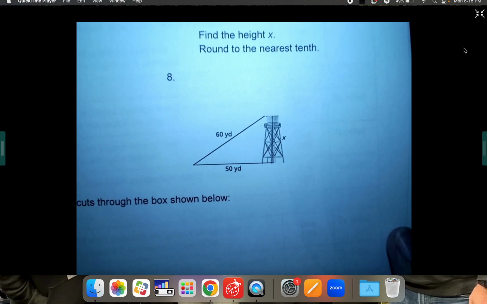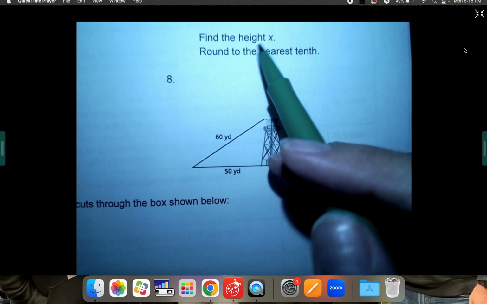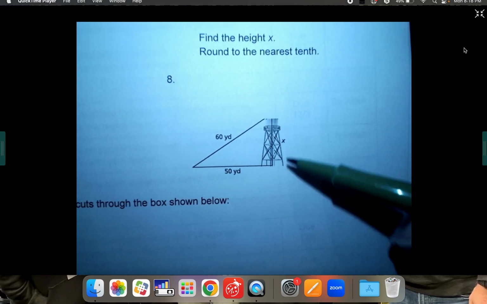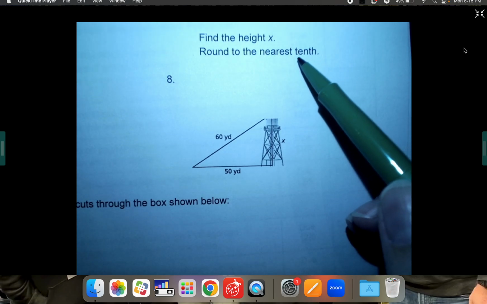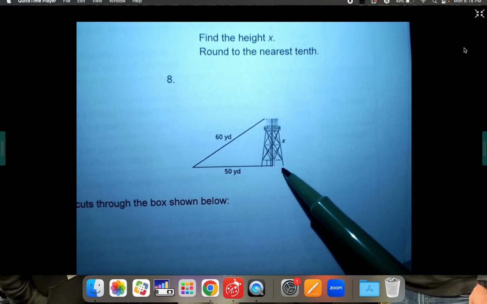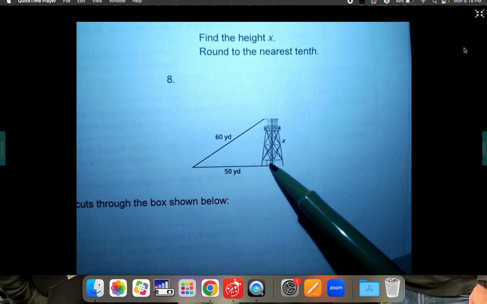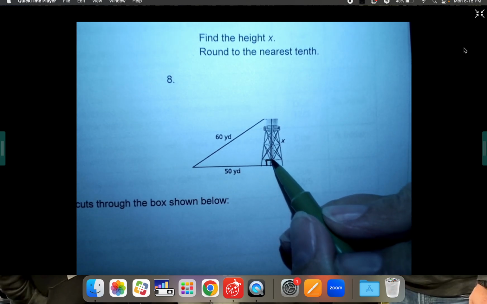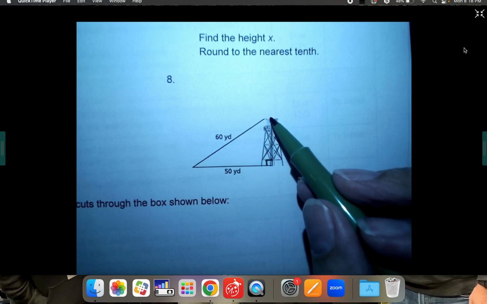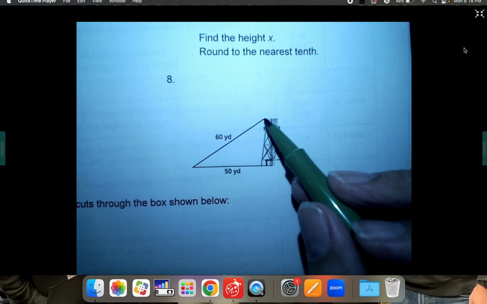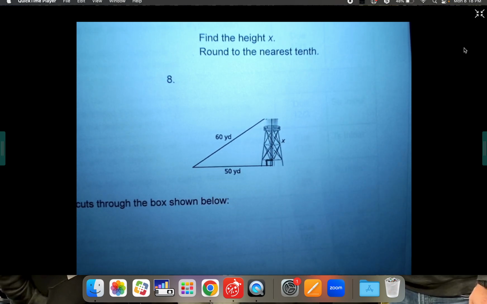Okay, number 8 says find the height, which is x, of this, I don't know, tower, some kind of a water tower, grain tower, and then round to the nearest tenth. So we're missing this time a leg because this clearly makes a right angle and you have the hypotenuse, which is the longest side. So this time I'm going to subtract to find my missing leg length.